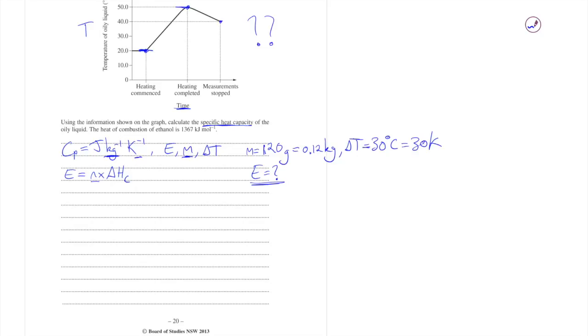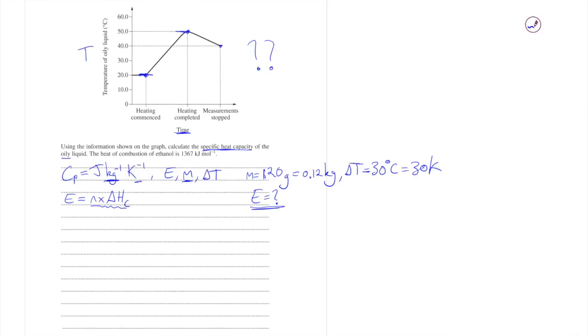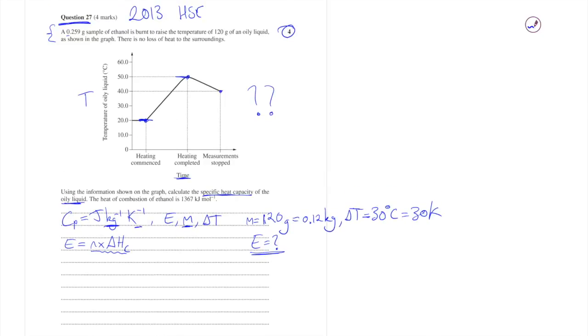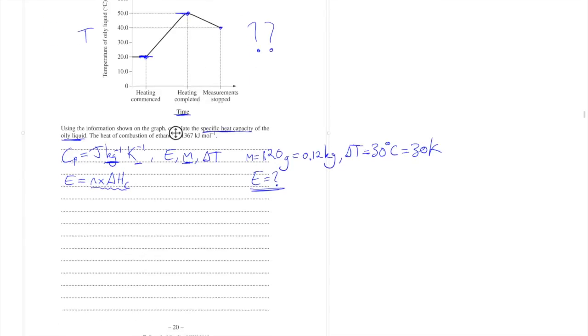Now, if you're not familiar with some of these variables, don't stress. All the working out's going to pop out to something you should be pretty familiar with. So let's work out the moles. And the moles in this case isn't of this oily liquid, because how are we going to work that out anyway? But the moles is actually this 0.259 gram sample of ethanol.